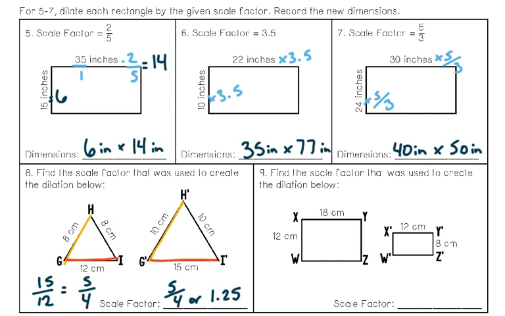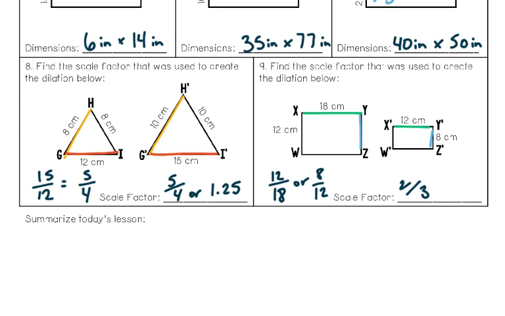Keeping that in mind, I have a few questions for you on number 9. Number 1, find the scale factor. Whether you chose 12 divided by 18 or 8 divided by 12, you should have found the scale factor to be 2/3. Does this represent an enlargement or a reduction? This is definitely a reduction because you can tell even without seeing the 2/3 scale factor that this figure got smaller. Now take a minute and summarize today's lesson in 2 to 3 complete sentences.